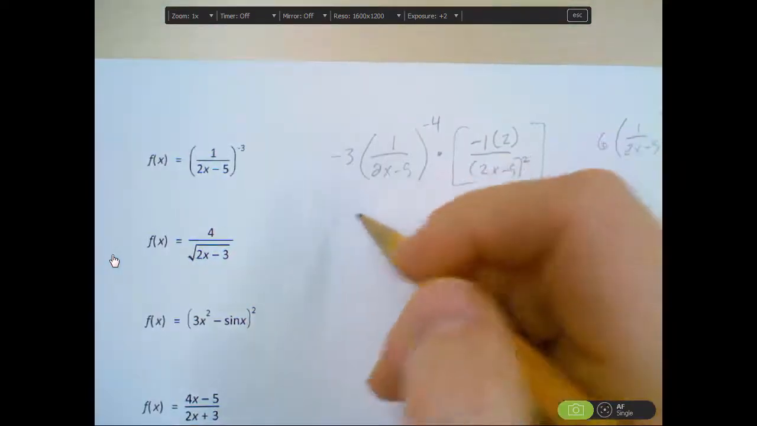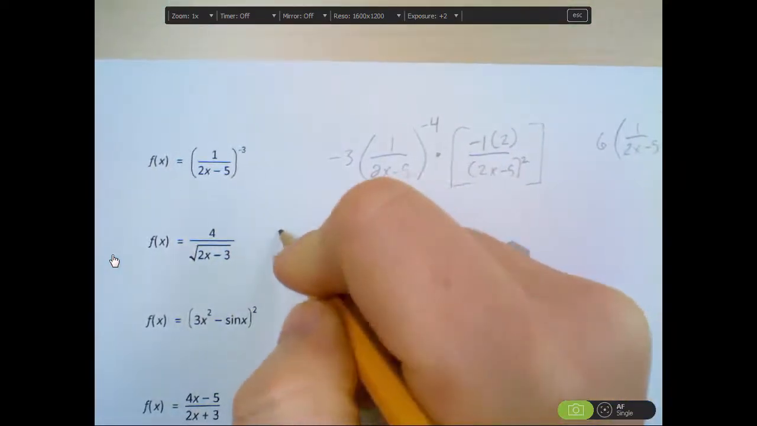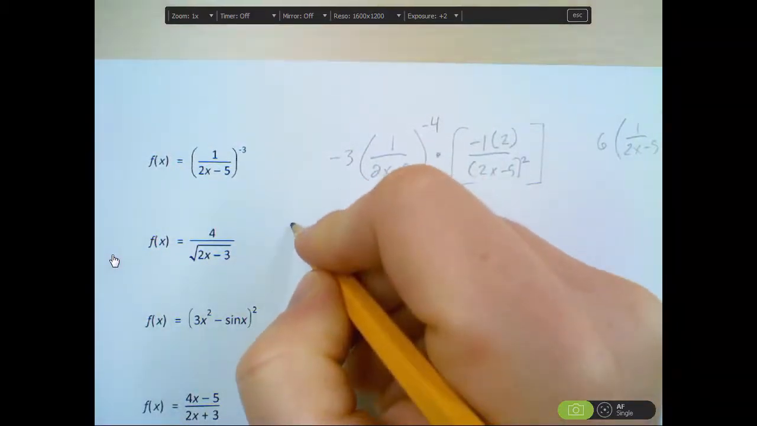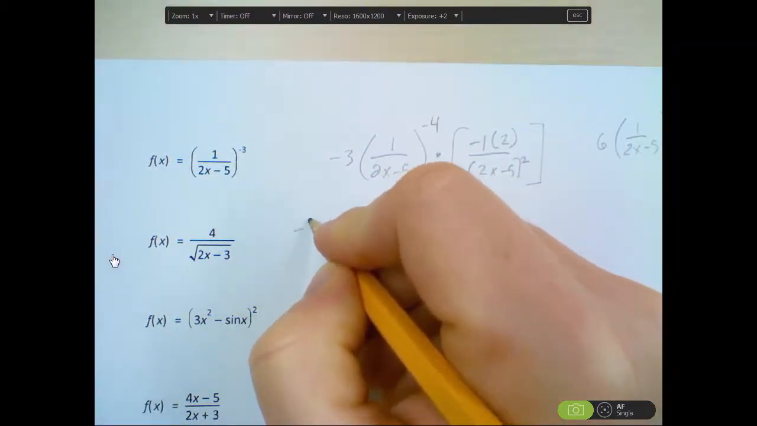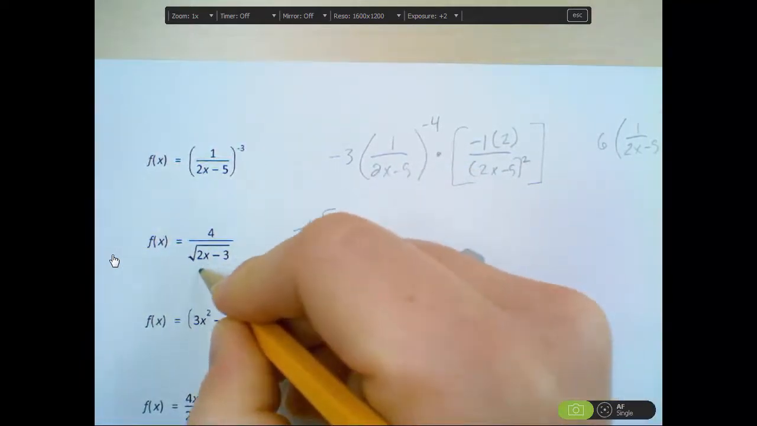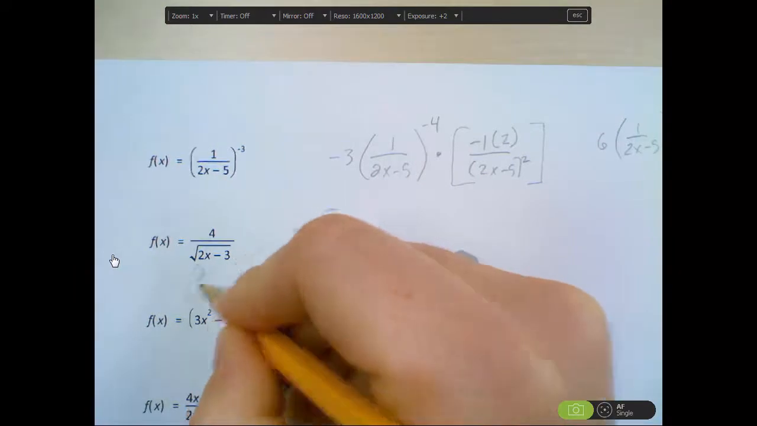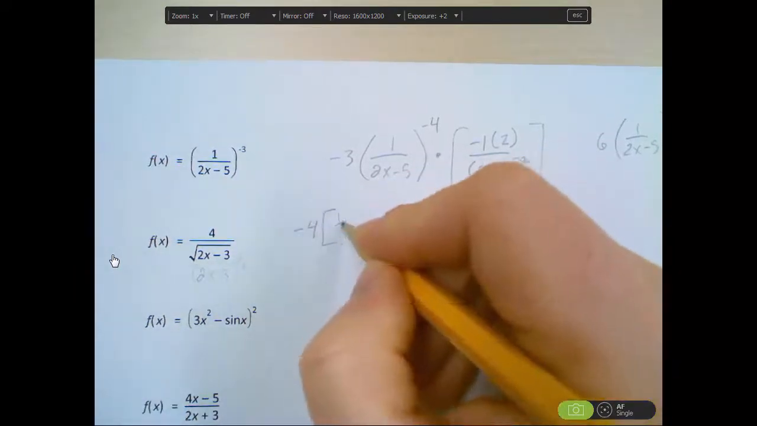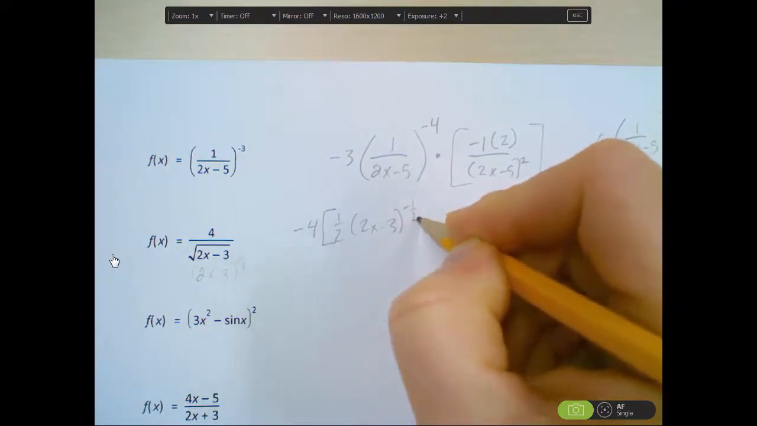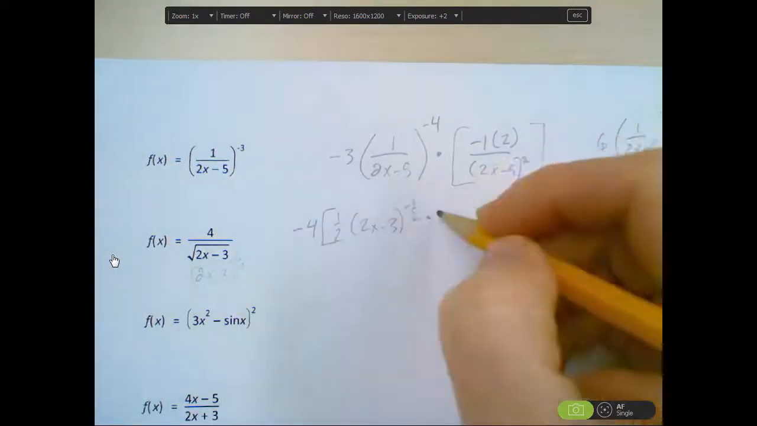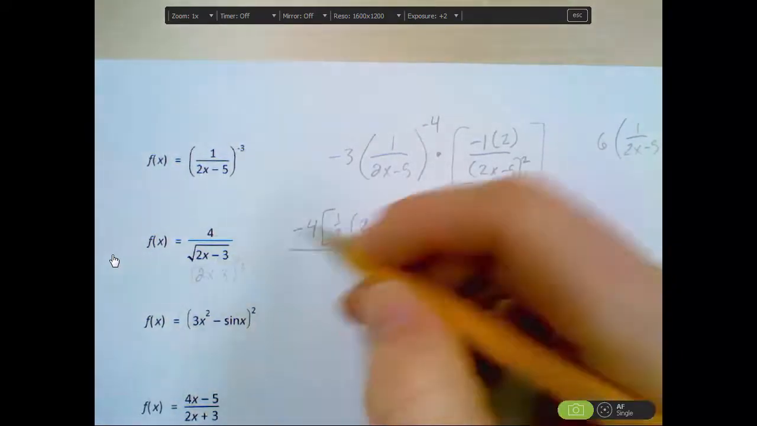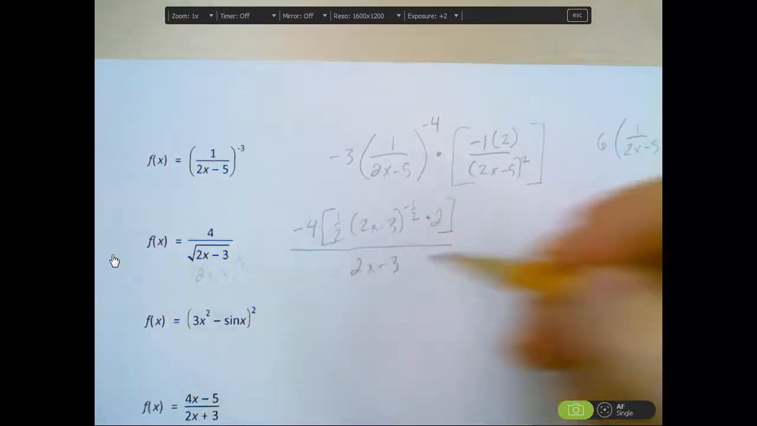Okay. This one, you could do the quotient rule. I'll do that first. So bottom times derivative of the top is 0, minus top times derivative of the bottom, which is the chain rule. And remember, this is 2x minus 3 to the 1/2. So it's 1/2, 2x minus 3 to the -1/2 times the derivative of the inside, which is 2, all over the bottom squared, which is 2x minus 3.